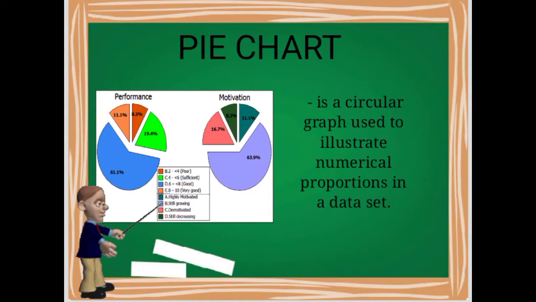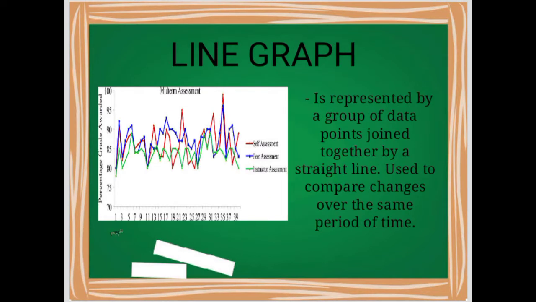We also have the pie chart, a circular graph used to illustrate numerical proportion in a data set. This graph is usually divided into various sectors where each sector represents the proportion of a particular numerical element in the set. In a pie chart, the total sum of all segments needs to be equal to 100%.